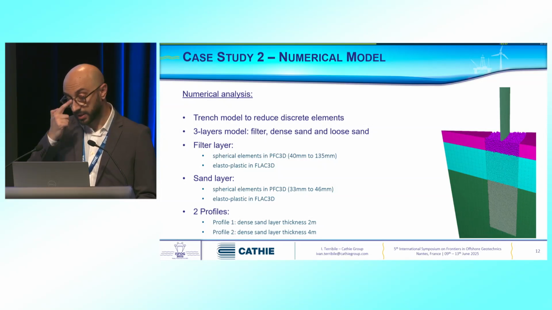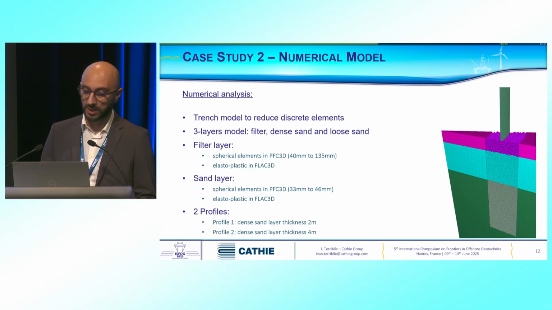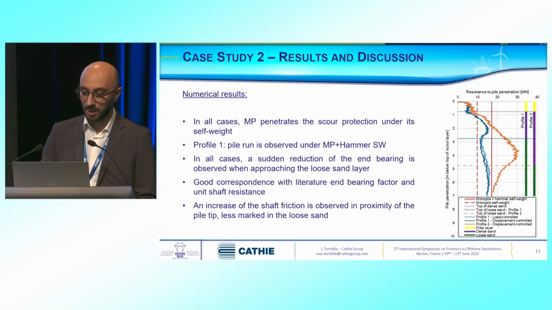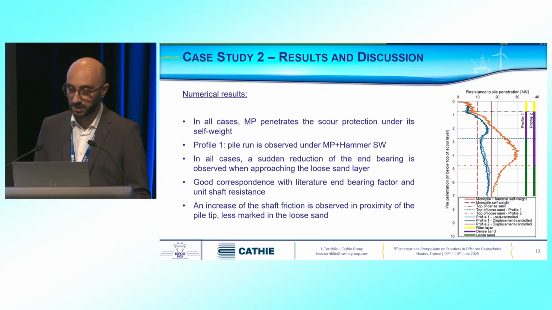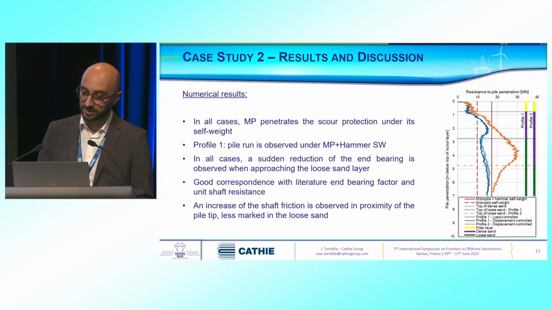Two different profiles were studied. Profile 1, where the thickness of the dense sand layer was limited to 2 meters, and profile 2 with a thickness of the dense sand layer of 4 meters. In terms of numerical results, in both cases, the monopile penetrated the scour protection, stopping in the dense sand layer. For profile 1, a pile run is observed in the second phase of the analysis when the hammer load is applied, with the pile rapidly accelerating through the loose sand.